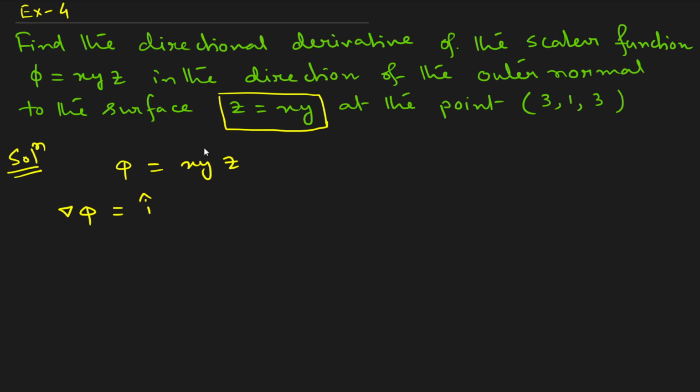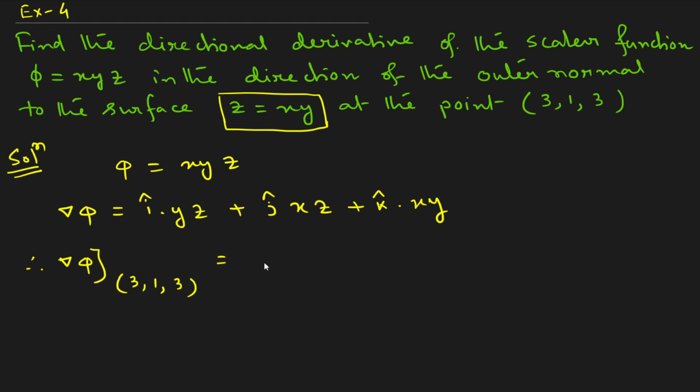So del phi by del x, if we differentiate this with respect to x, we'll get yz, j cap del phi by del y, it will be xz, and then k cap del phi by del z, it is xy. At which point we have to find? The point is given 3, 1 and minus 3. So therefore gradient of phi at the point 3, 1, minus 3 is 3 i cap plus 9 j cap plus 3 k cap, right?